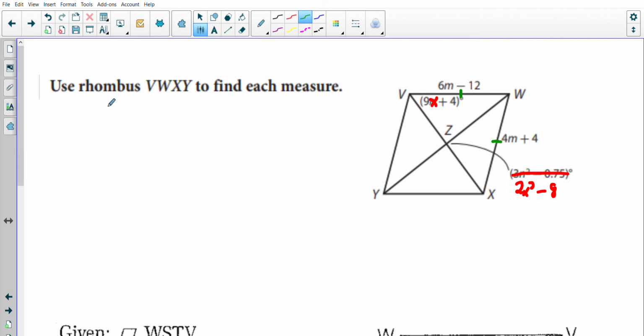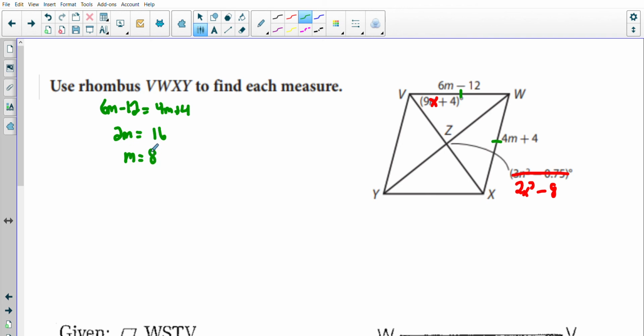Okay, so I'm going to go ahead and set 6m minus 12 equal to 4m plus 4, and I'll solve that equation. Okay, so subtracting 4m from each side, looks like I get 2m. Adding 12 to both sides, it looks like I'll get 16, and I'll get m equals 8.